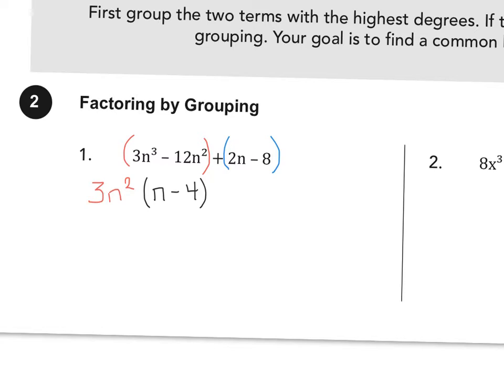For the second set of parentheses, we have 2n minus 8. The greatest common factor of the second set is positive 2. And make sure you identify the correct sign when you do this step. In the parentheses, you're left with n minus 4. When you're factoring by grouping, you must always have 2 of the same factors. In this example, our common factor is n minus 4.